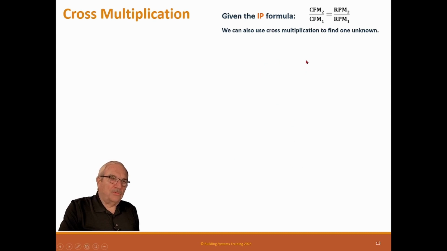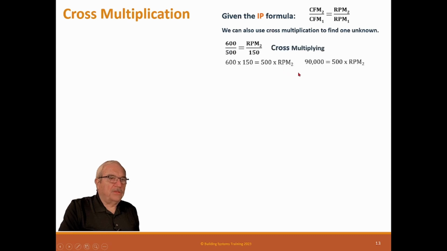So if we have this formula, my favorite form of the formula, which is two things on each side, let's say we have a system that has 500 CFM and an RPM of 150. Those are both the ones. And we want to raise it to 600 CFM. So what RPM do we need to be able to raise it to 600? Well, it's really simple. You multiply this times this, and then multiply that times that, and then divide out the number. So basically it's 600 times 150 equals 500 times RPM2. When you multiply those, that equals 90,000 equals 500 times RPM2.